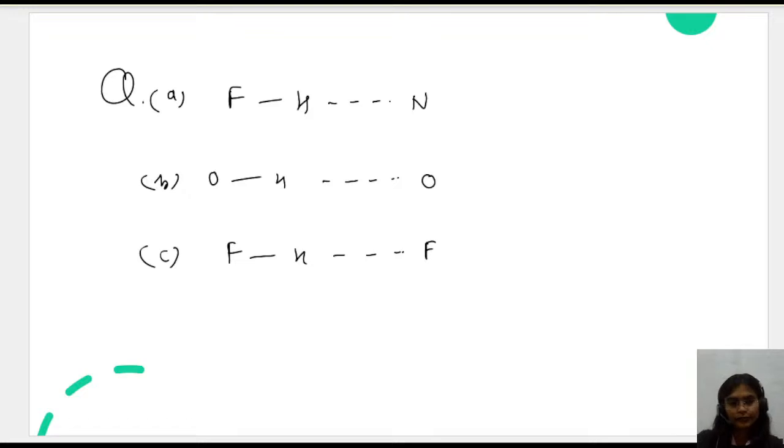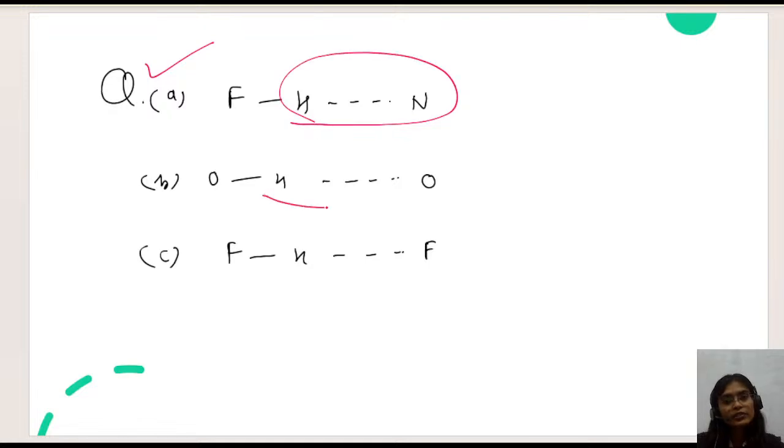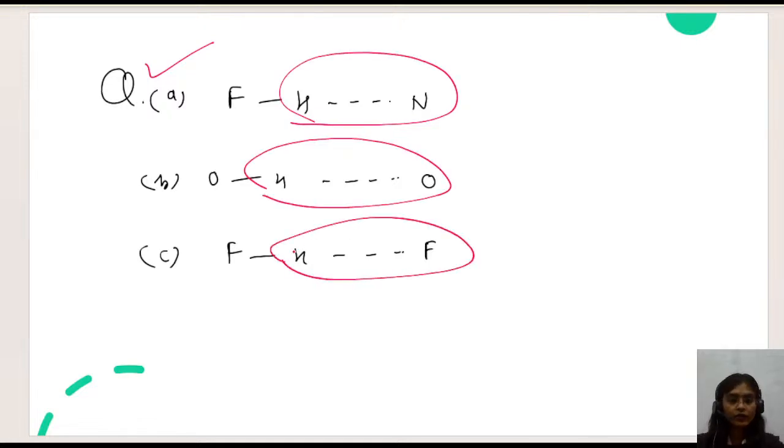Okay, Abhishek. The correct answer for this question is option A. But how is it possible? We just discussed that this is an HN bond, this is an HO bond, and this is an HF bond. So maybe you will say, ma'am, you just mentioned HF has the strongest hydrogen bond, then why is option A correct?